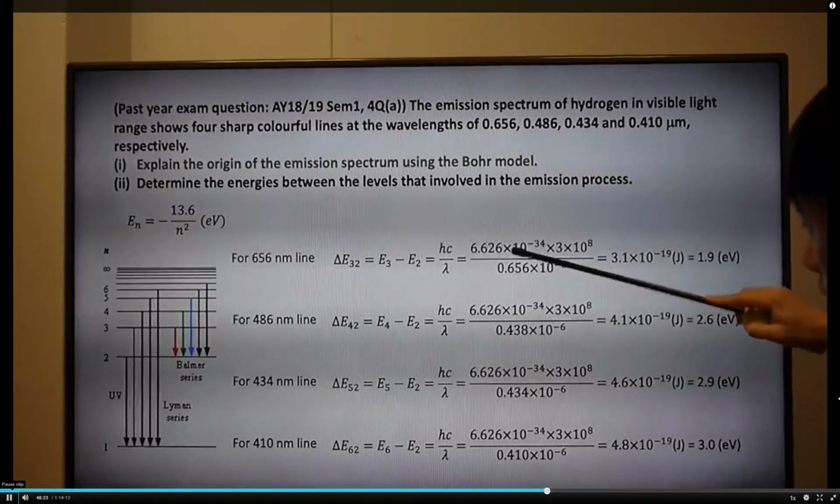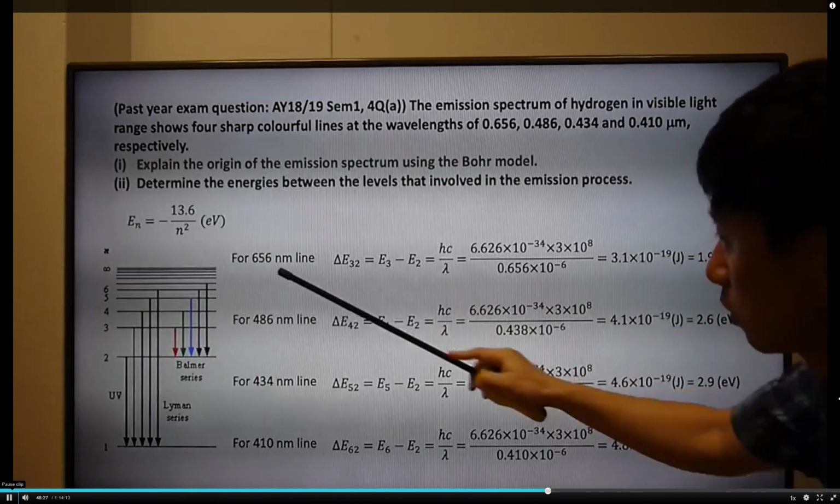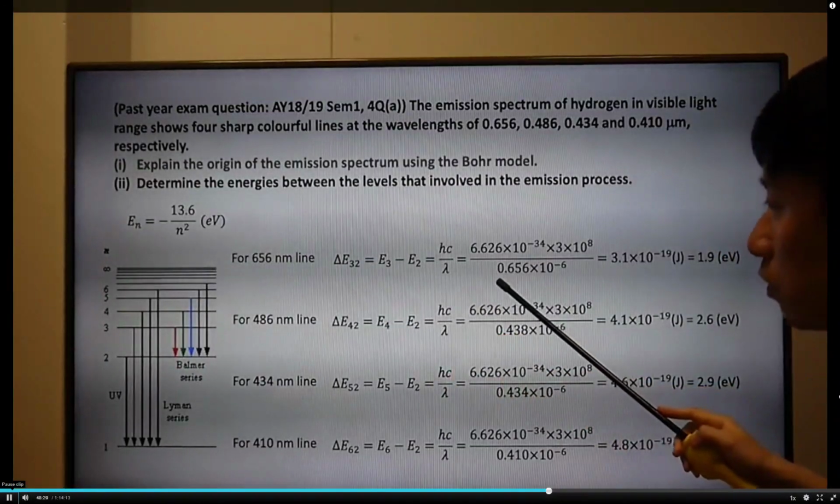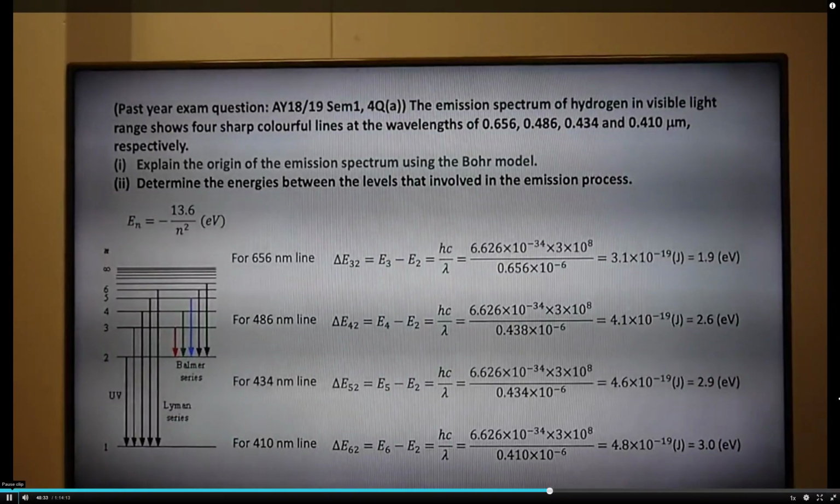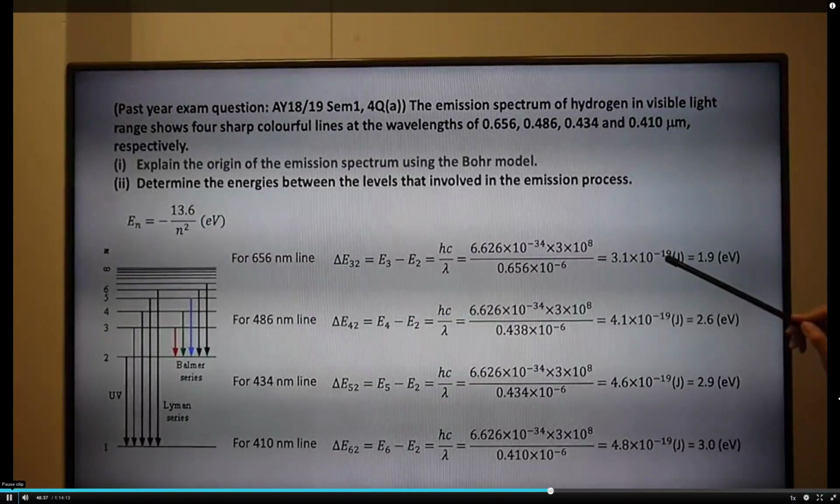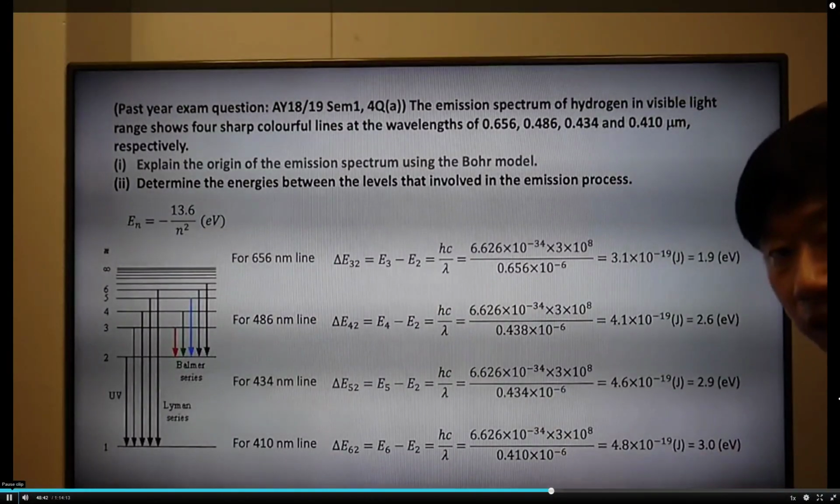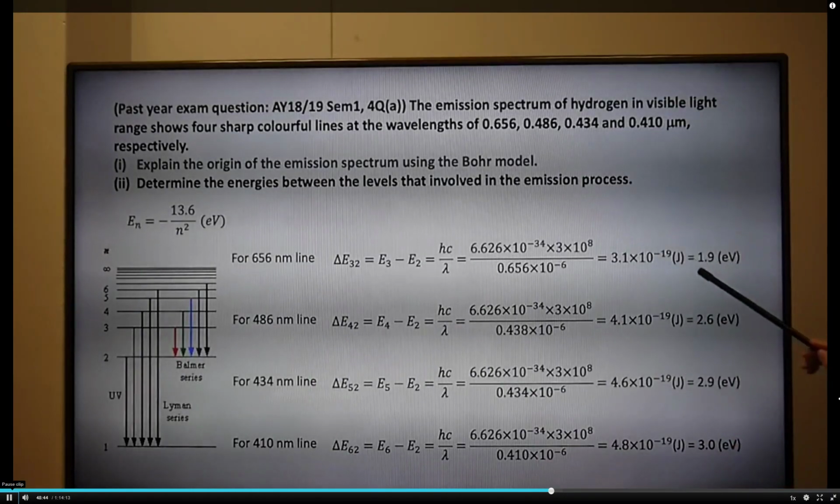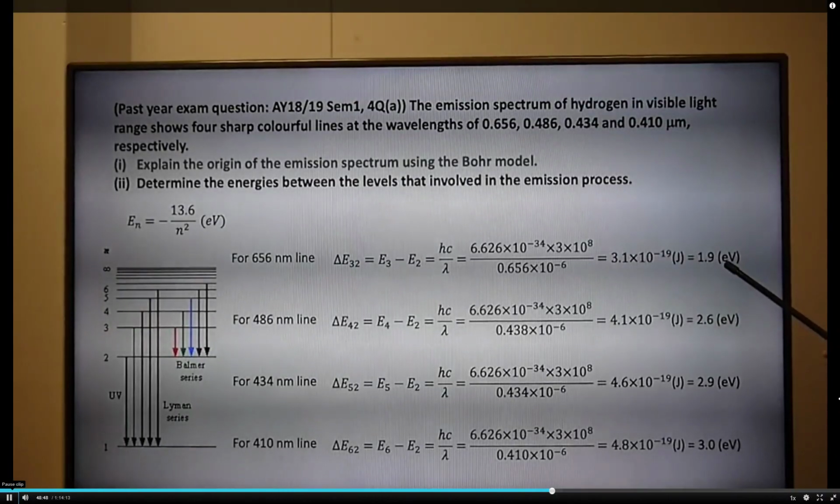H is the Planck constant. This is the speed of light. Lambda is 656 nanometer right here. So this is 3.1 times 10 to the negative 19 joule. If it is divided by the electron charge, then you can convert the unit. So it is 1.9 electron volt.